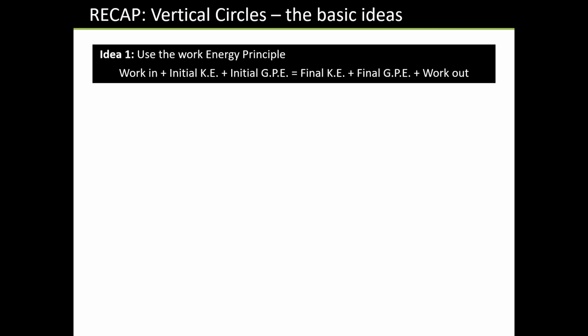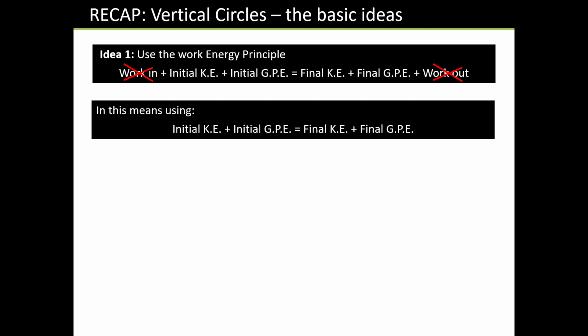So to recap, here are the ideas we've looked at in this video. Central to our whole approach was the idea of conservation of energy, or the so-called work-energy principle, which states that work in plus initial KE plus initial GPE equals final KE, final GPE, and work out. This actually simplifies in our case, because in all the situations we're going to be looking at, there is no additional work going in. So we can dismiss those two terms and simply end up with KE plus GPE before equals KE plus GPE after. That is at the heart of everything we're going to be looking at with vertical circular motion.